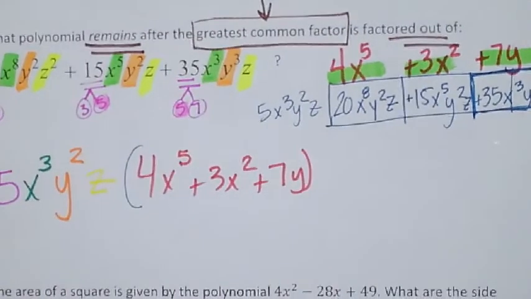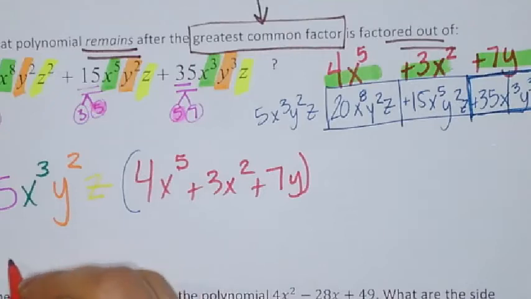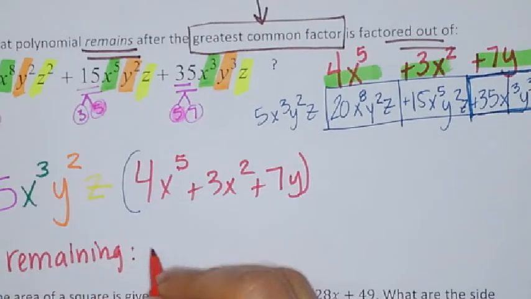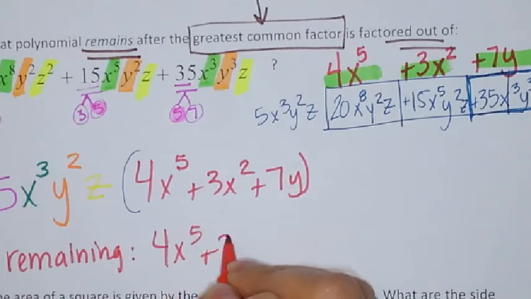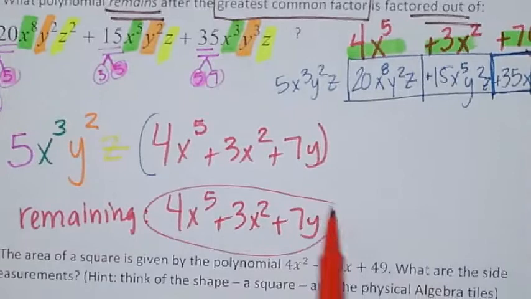Okay? And my answer asks what polynomial remains. So remaining: 4x to the 5th plus 3x squared plus 7y. Okay, that would be the answer.